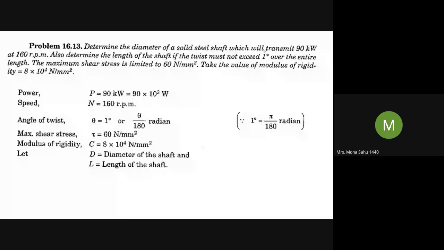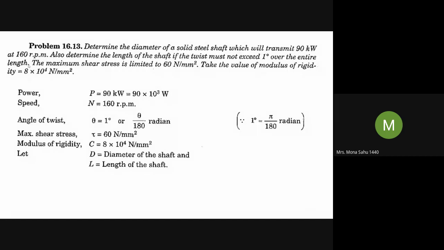Determine the diameter of a solid shaft which will transmit 90 kilowatts, convert into watts, at 160 RPM. So N is 160 RPM. You need to determine the length of the shaft, if the twist must not exceed 1 degree over the entire length. So theta value is given as 1 degree. Please convert it into radians. Pi by 180 will give you radians.